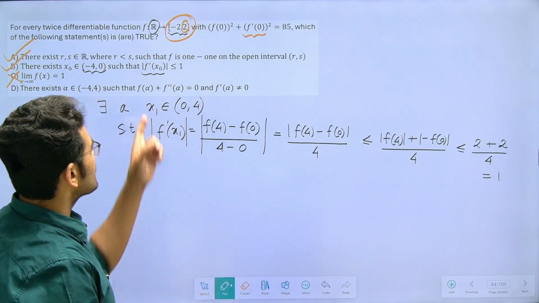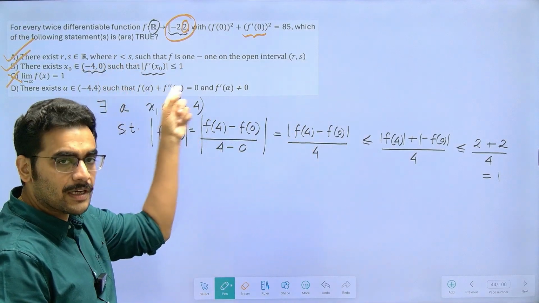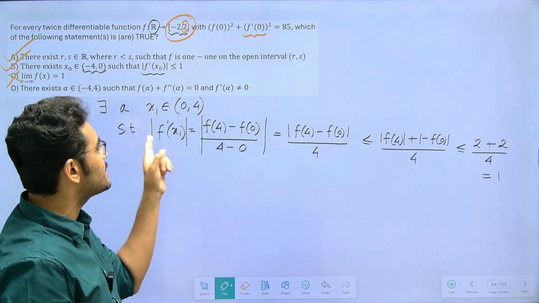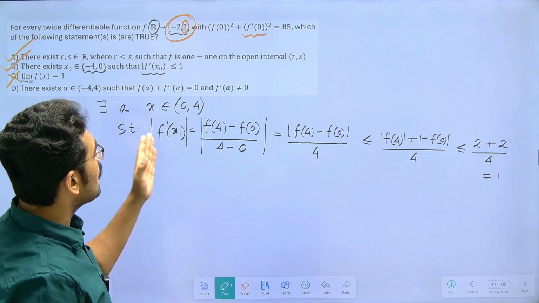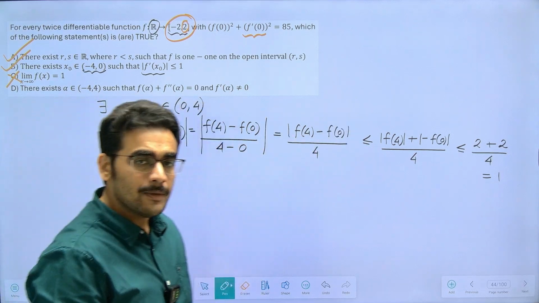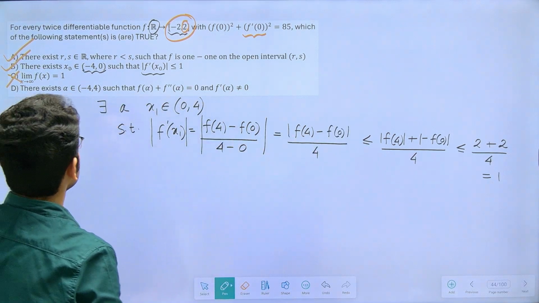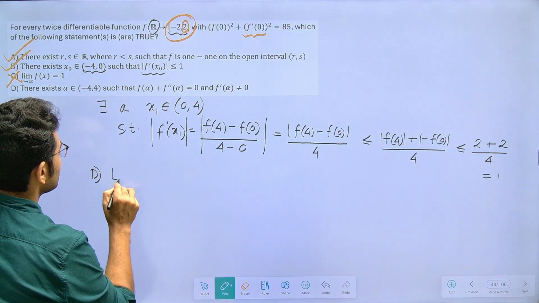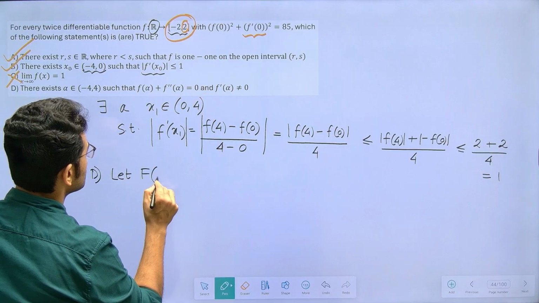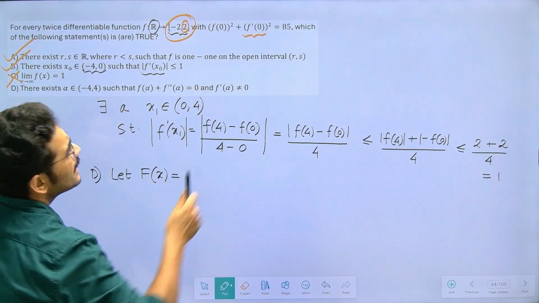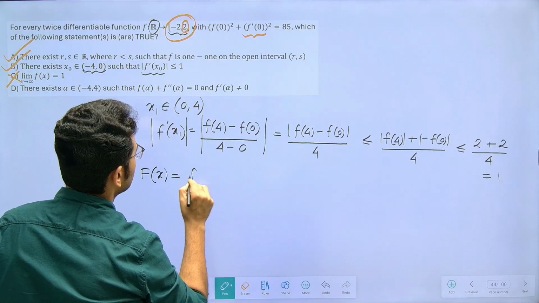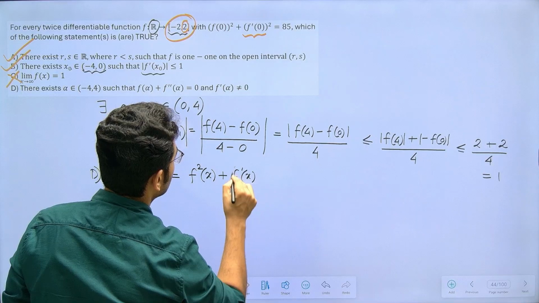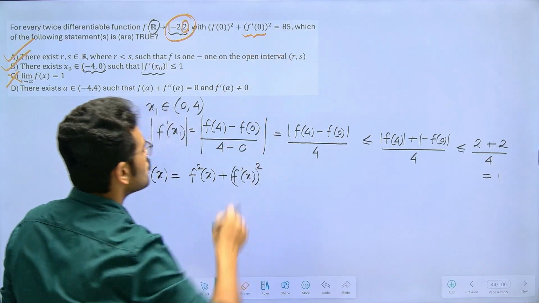Okay. So similarly, as for this option between minus 4 to 0, this condition will hold, and we can extend the definition between 0 to 4 also; there will exist at least one x1 so that mod f dash x1 is less than or equal to 1, right? Now, this option D we are going to test. For option D, let us consider a function. Capital Fx is equal to, getting the inspiration from here, f square x plus f dash x square. In this model, let us choose a function.